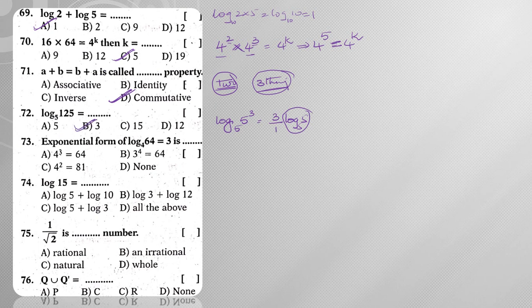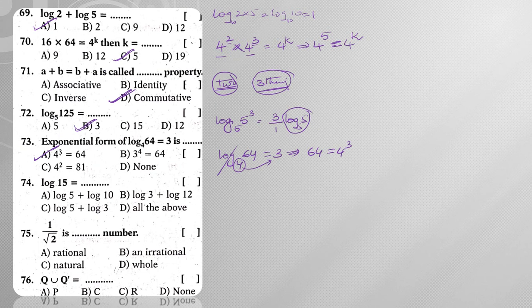Next, exponential form of the given logarithmic form. Logarithm of 64 to the base 4 is equal to 3. Now on cancelling out the logarithm, this 4 will become the base of 3. That means 64 is equal to 4 power 3. 64 is equal to 4 power 3 is my answer.